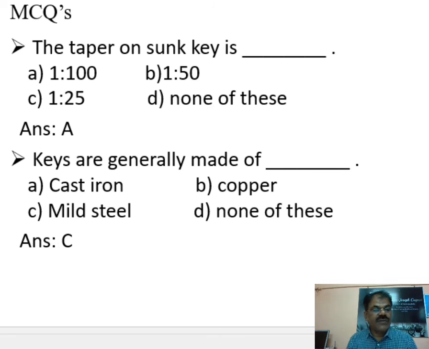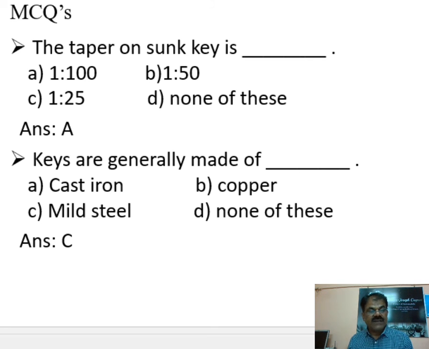And MCQs. The taper on a sunk key is: A, 1:100; B, 1:50; C, 1:25; D, none of these. So the taper on the sunk key, what is that? So the answer is A, 1:100. Then the second one: keys are generally made of dash.